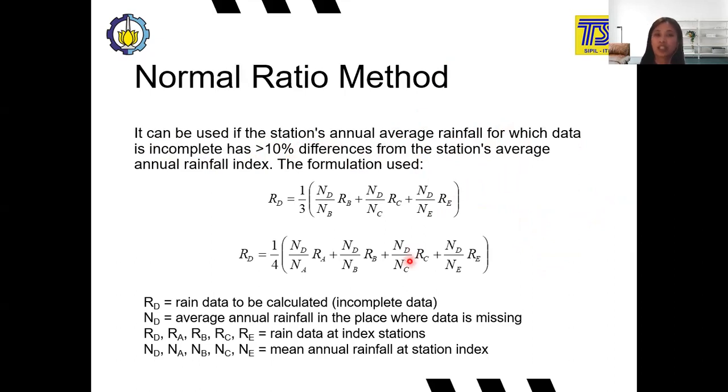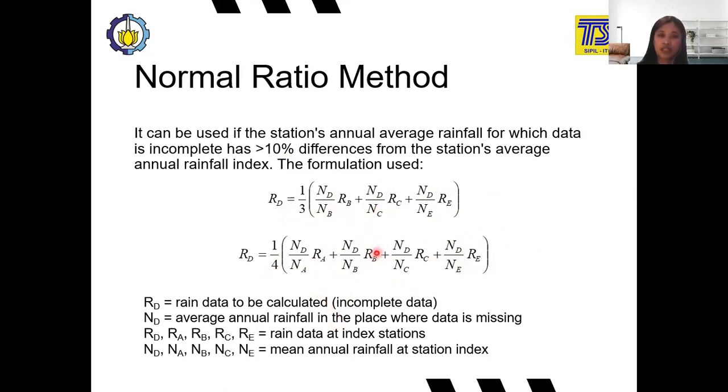Same as before, you can also use the data from 3 other stations, or you can also use the data from the 4 other stations. Both are okay, but it can change the divisor. This one is divided by 3, but this one is divided by 4. So it depends on how many data that you use.